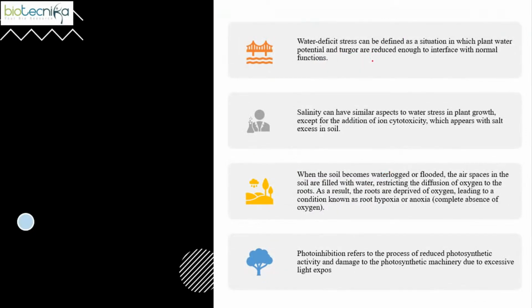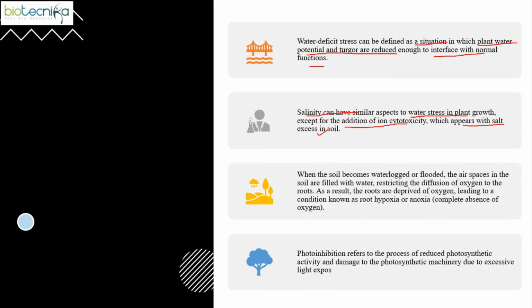So water deficiency stress can be defined as a situation where plant water potential and turgor potential will be greatly reduced to interfere with normal functions. Salinity will also have the same effects as water stress on plant growth, except that one extra point over here is the addition of iron cytotoxicity, that is because of the presence of excess salt in the soil.